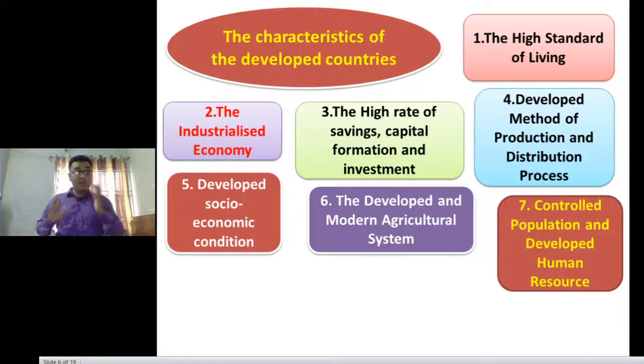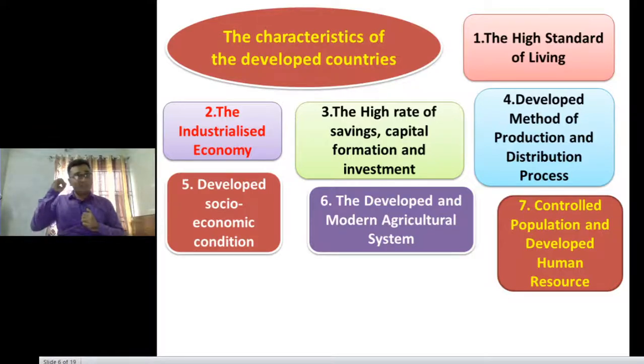Dear students, now I'm going to discuss the next characteristic, that is controlled population and developed human resources. Dear students, basically in this type of countries we can see the controlled population. That means the mortality rate and the birth rate are very much similar, and we can see the people are highly skilled.